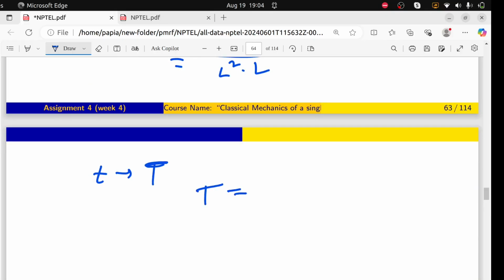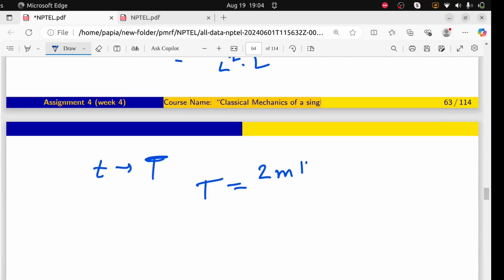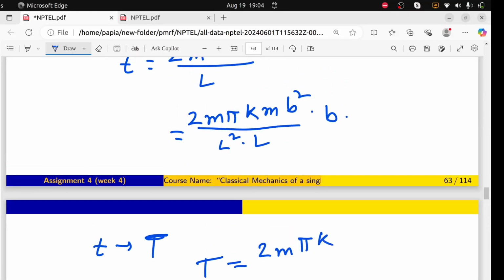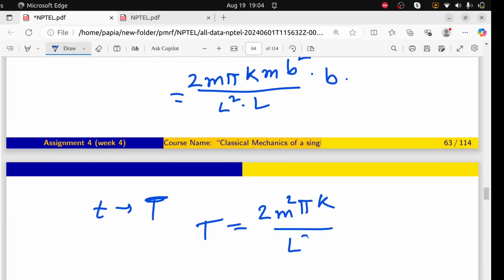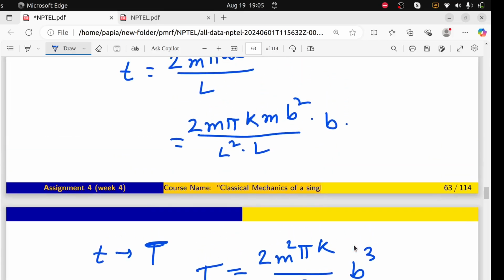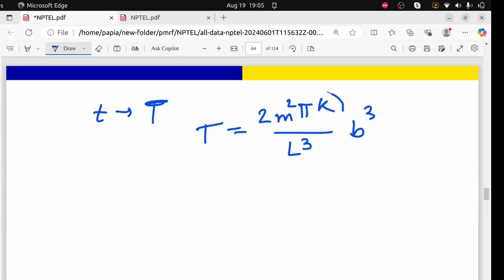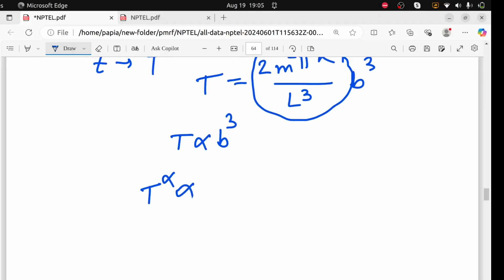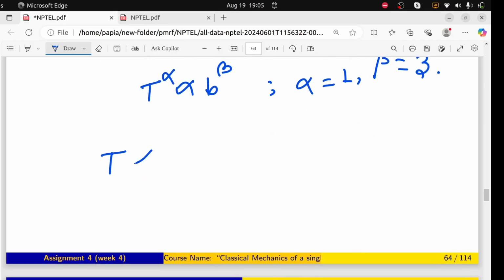So capital T is 2m pi k m square by L cube B cube, because here it is B square and here it is B. Now you can see k is constant, L is constant, m is constant. So T is proportional to B cube. In that question we were talking about T to the power alpha proportional to B to the power beta. So here alpha is 1, beta is 3.